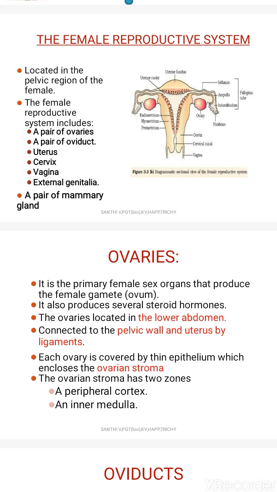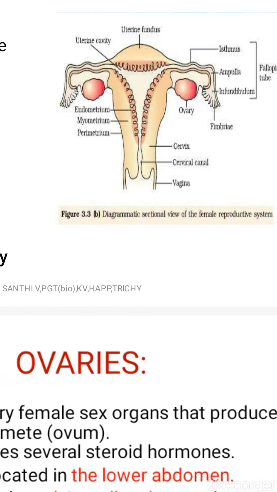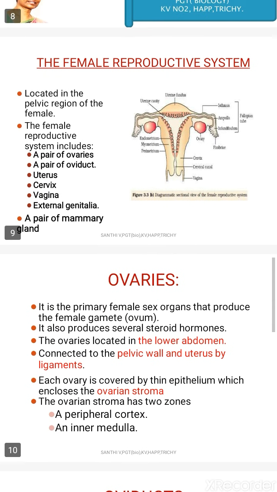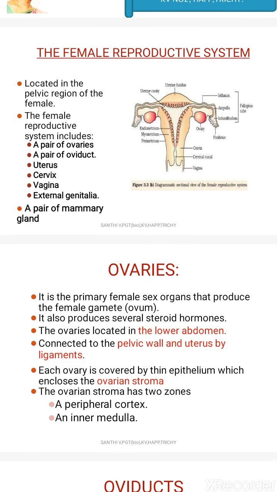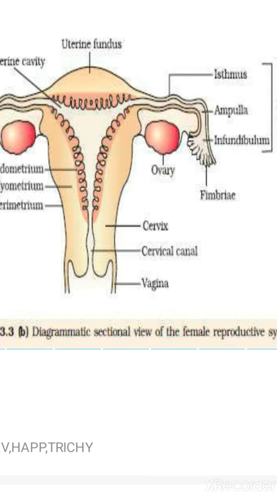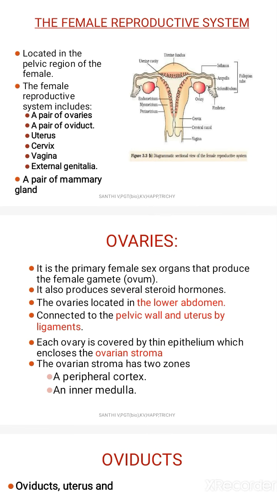In the ovary, the ovum, the female gamete, is produced. Apart from the production of the female gamete, it also produces steroid hormones. The ovaries are located in the lower abdomen. They are connected to the pelvic wall and to the uterus by ligaments.